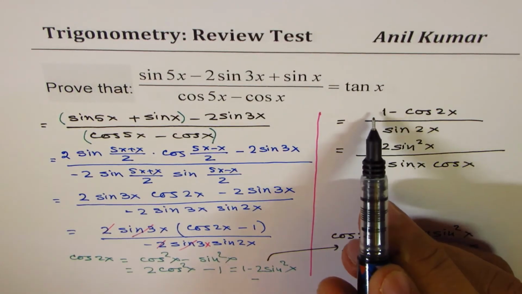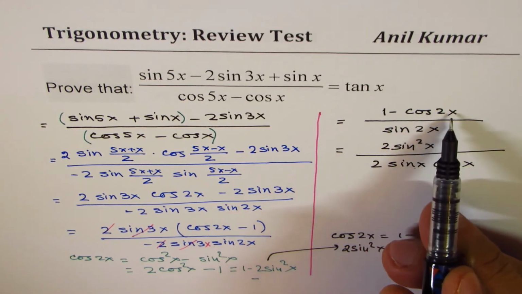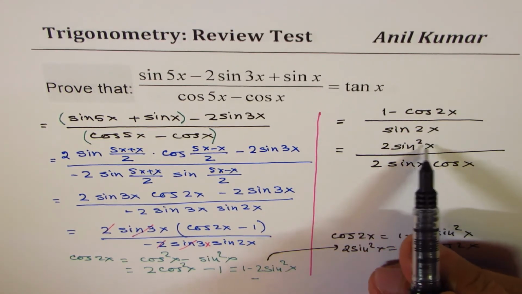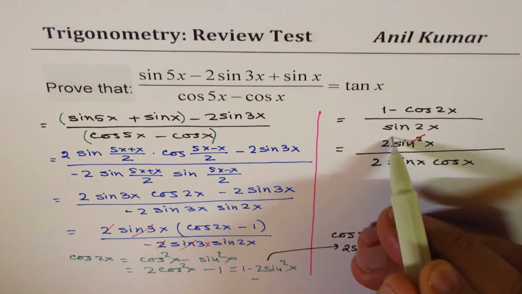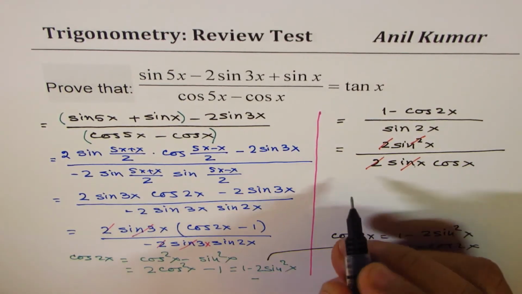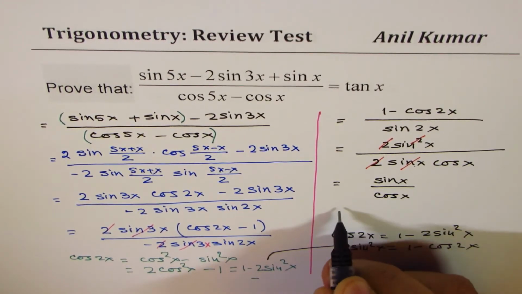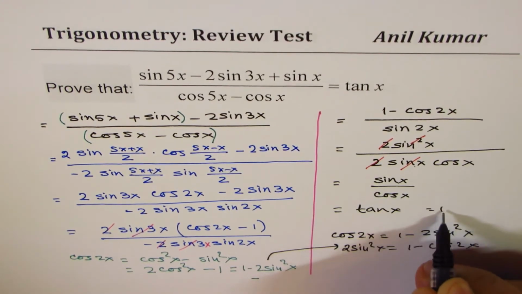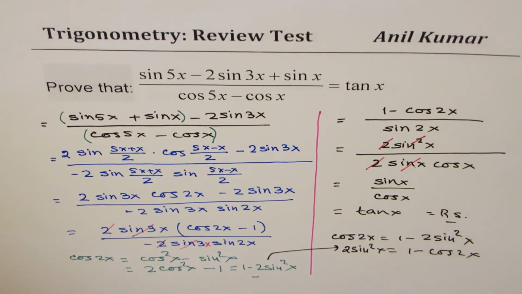Or you could have expanded the numerator also. 1 is cos square x plus sine square x. Cos 2x is cos square x minus sine square x, and you get 2 sine square x. Correct? So either way. I'm just reminding you what formulas you've learned so that we can apply them. Now there's a 2 and they cancel off, and we are left with sine x over cos x, which is tan x, our right side. Correct? So this is an excellent example seen in test papers. I'd like you to copy this question and its solution, understand it, and then move on.